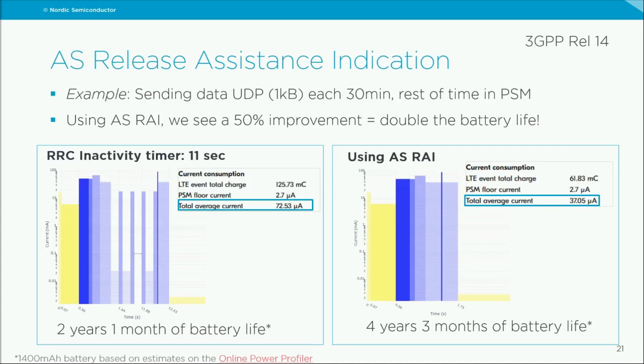So on the left-hand side here, we have done some estimates using our online power profiler for a scenario sending this data with the RRC inactivity timer of 11 seconds. So we can see that the average total current is 72.5 microamps. And when using this Access Stratum Release Assistance Indication feature, we can see that the total average current dropped down to 37 microamps. That means you have a battery life of 2 years or 4 years just by enabling this feature. So this is a very nice feature, something that you should use if you can.